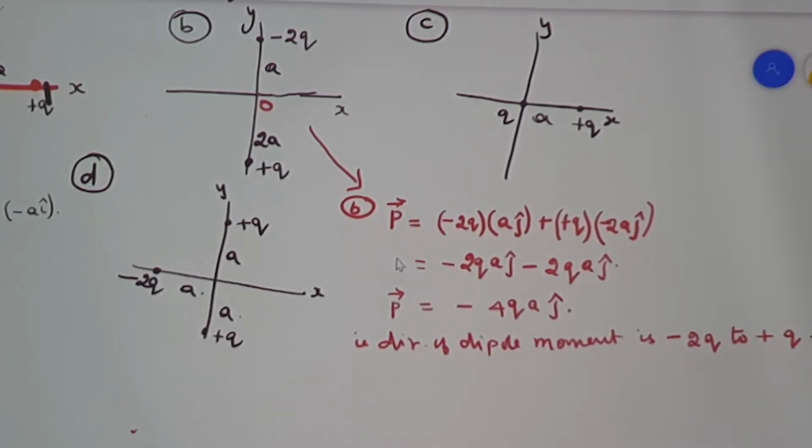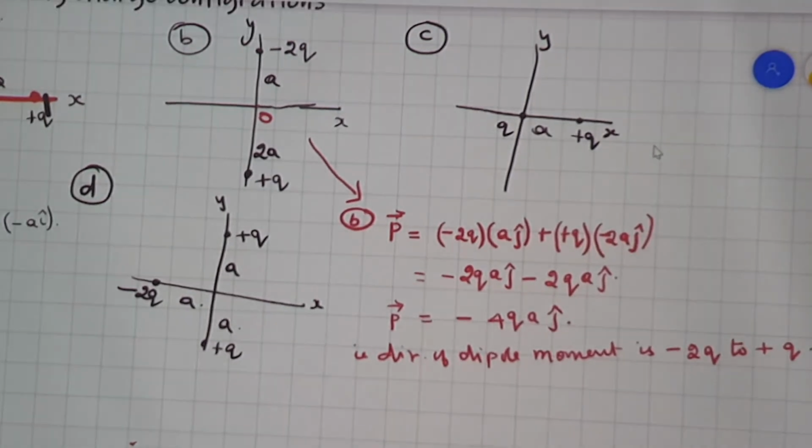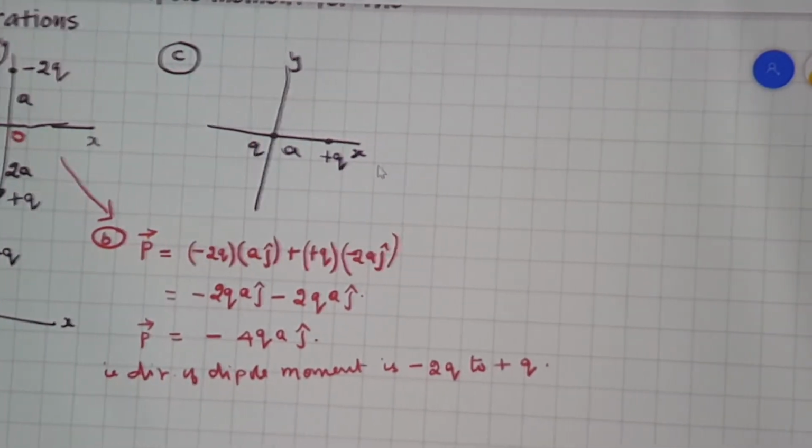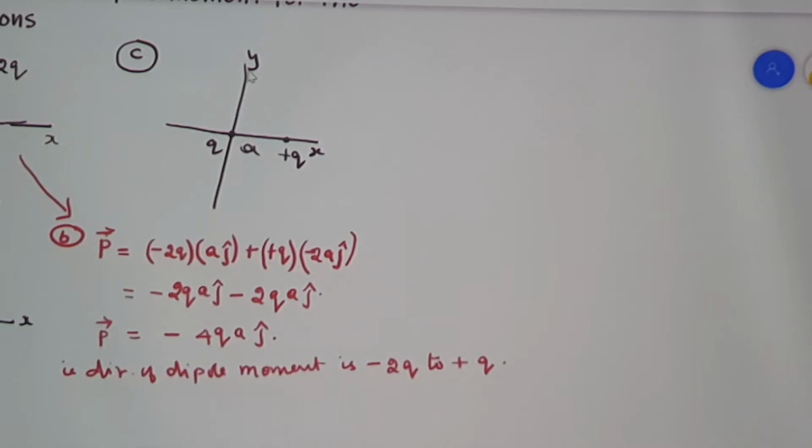What is the answer for the third subdivision? I am writing the answer for the third one. Let us consider it as C. One of the charges is kept at the origin, and the other one is kept at a distance of a.